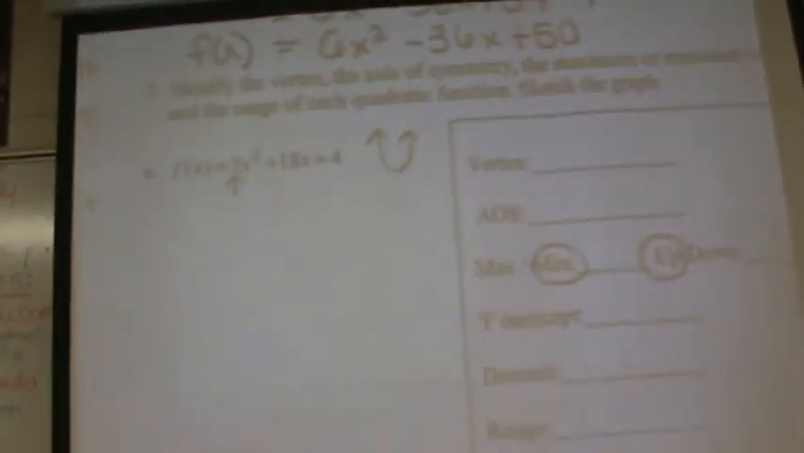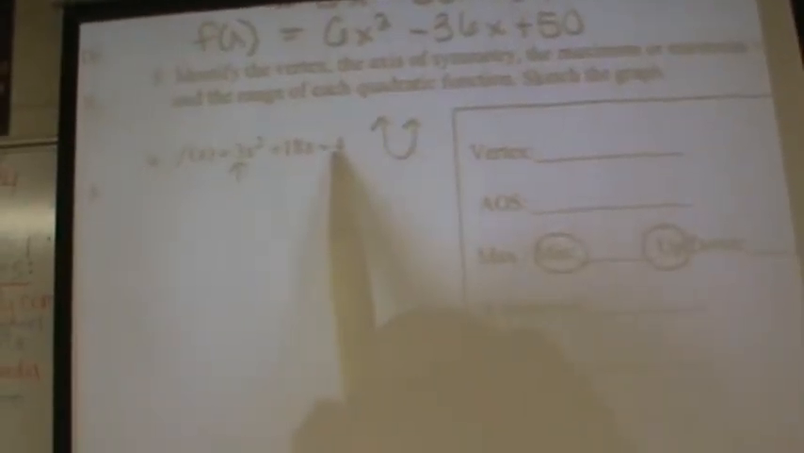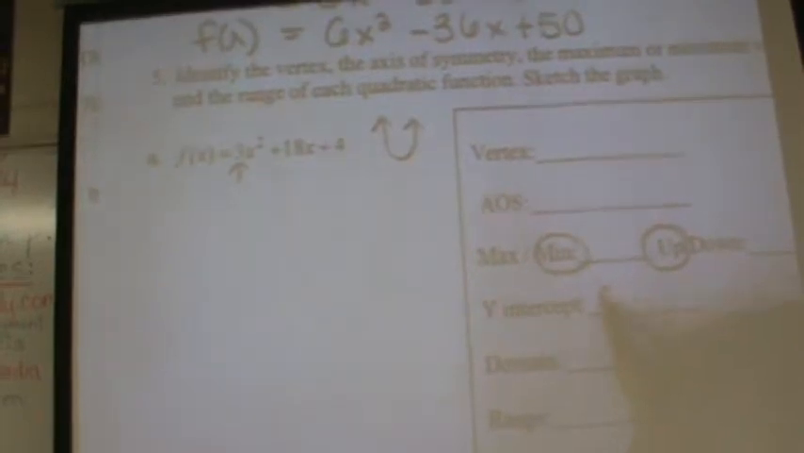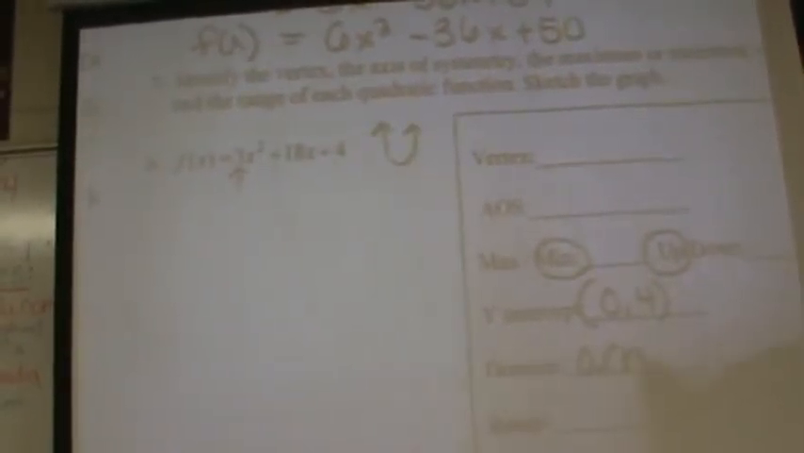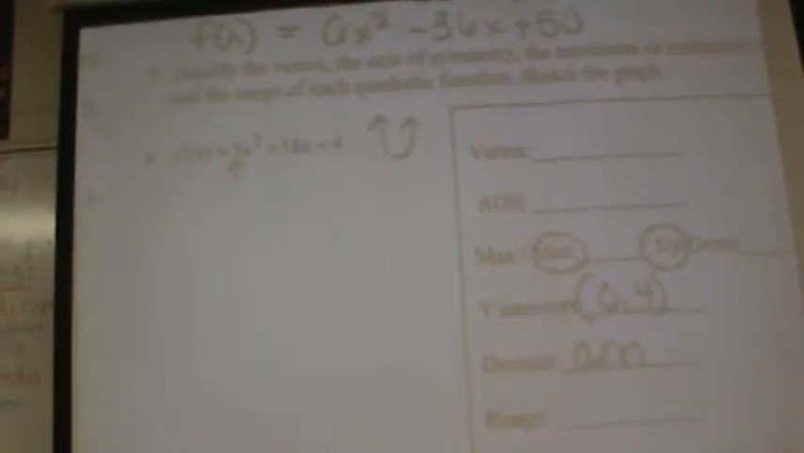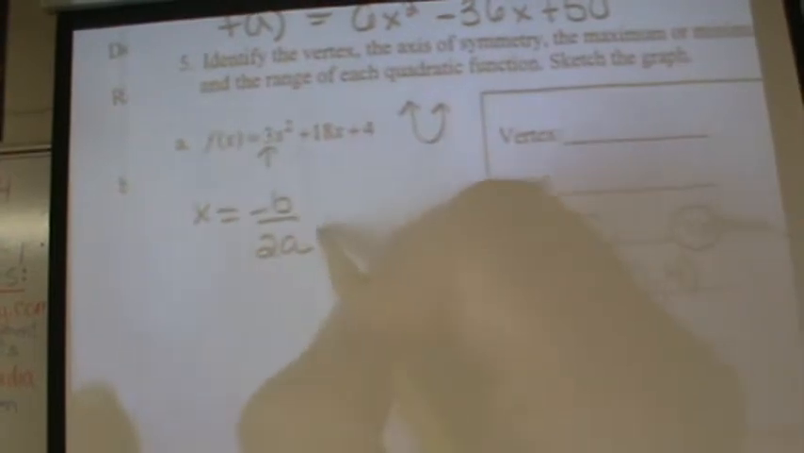Okay, what other thing do you know right away about it? What's that number right there? That is your y-intercept, 0, 4. And we also know the domain we said is always all real numbers, because you can square any number, not a problem. How do you find the vertex? Do you remember the little formula? Negative b over 2a, remember that?